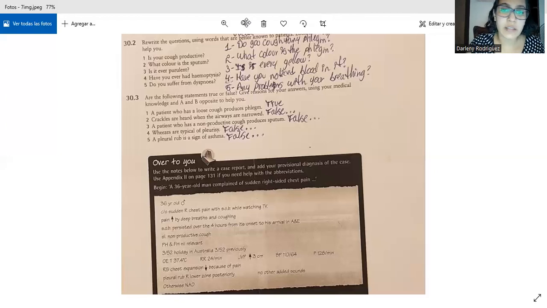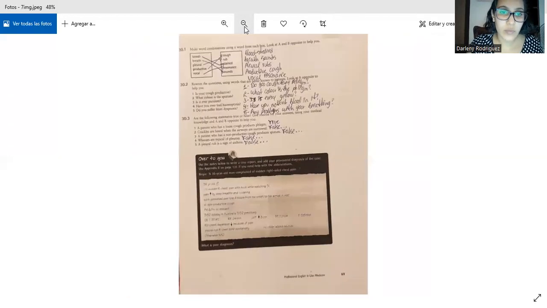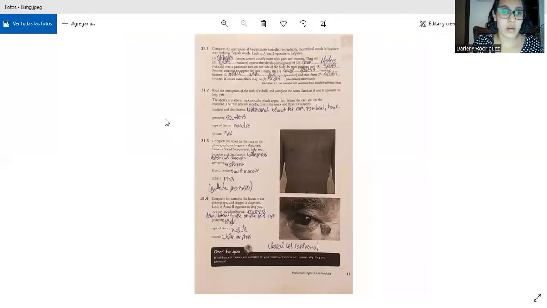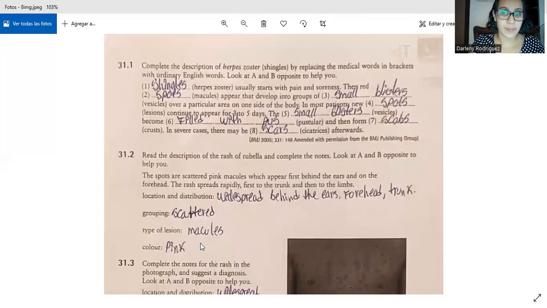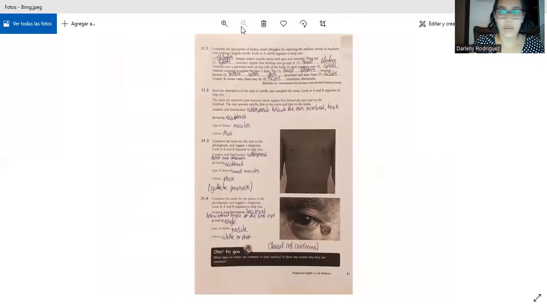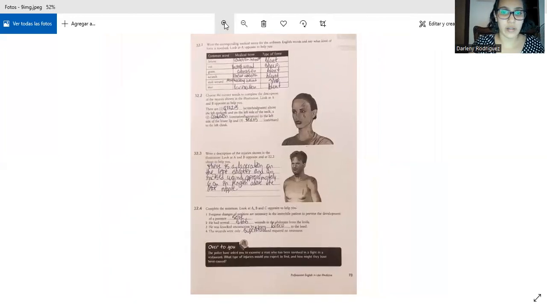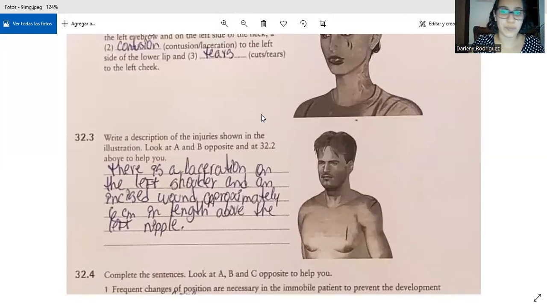Now let's continue with the chapter 31.1. Oh, no, sorry, 31 no, because I presented this. 32. Okay, let's continue with 32.